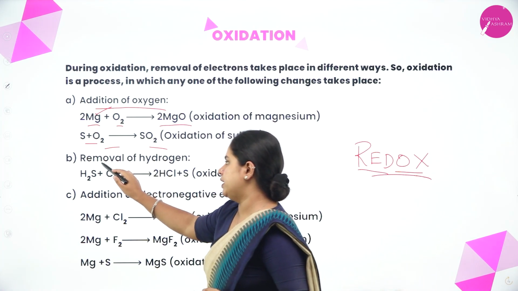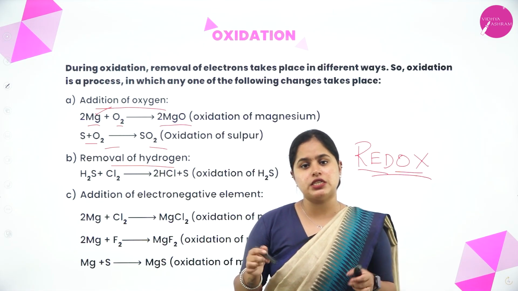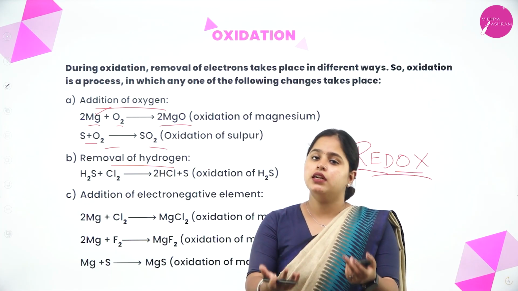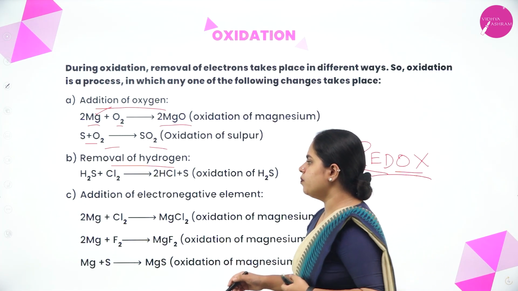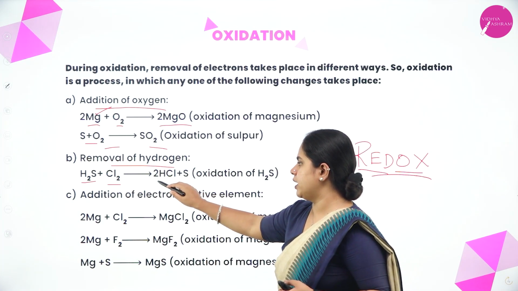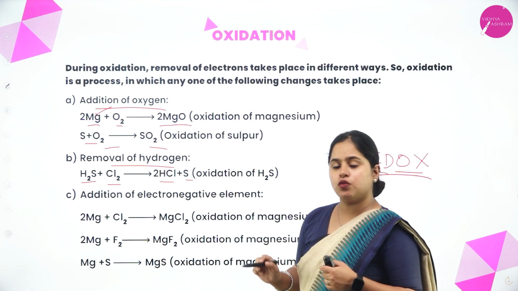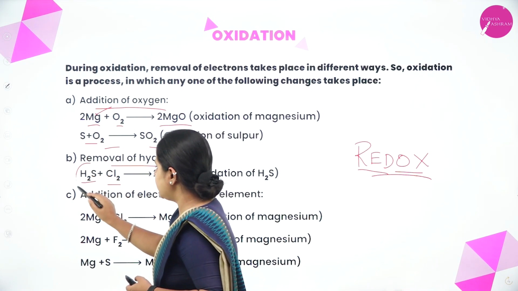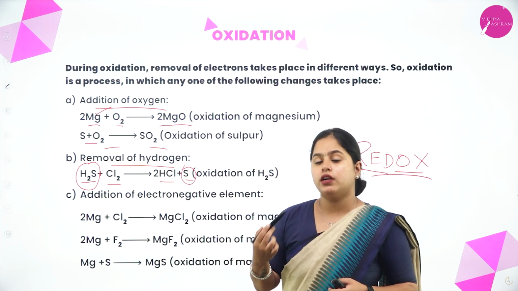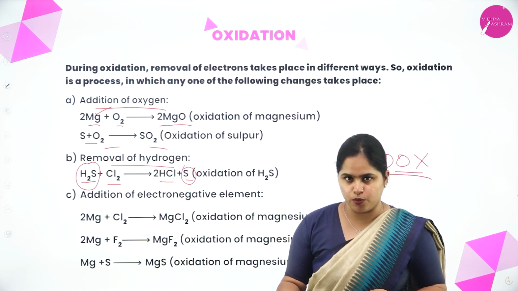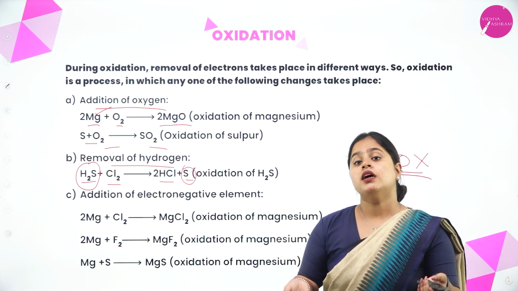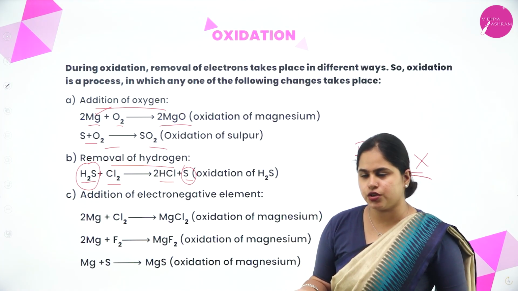Next, removal of hydrogen. Another way of defining oxidation is removal of hydrogen. So either it can be addition of oxygen or removal of hydrogen. Take H2S, hydrogen sulfide, to which Cl2, chlorine, is added. What happens? You get HCl as well as sulfur. In the reactant you can see H2S and in the product it is just sulfur. So what is happening here? Hydrogen is being removed, right? Oxidation of sulfur is happening by the removal of hydrogen. In that way also you can define it.